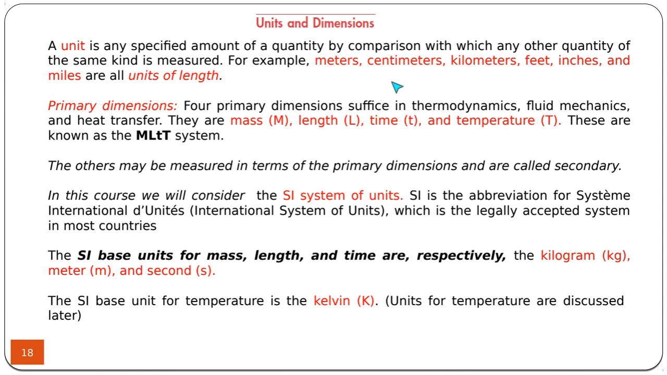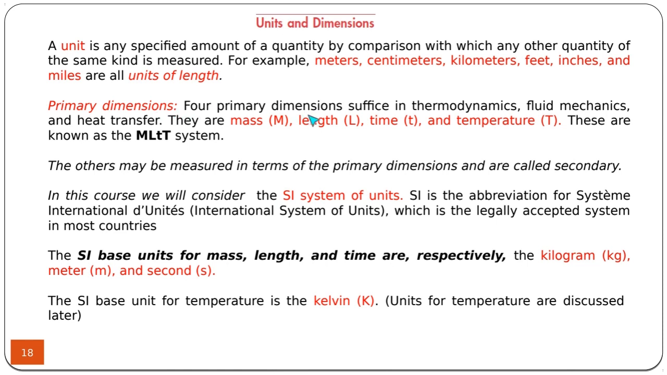A unit is a specified amount of quantity by comparison with which any quantity of the same kind is measured. For instance, meters, centimeters, kilometers, and these are the units in the international system of measurement, or feet, inches, and miles. These are the units of length measurement in the IP system. And they are all units of length.